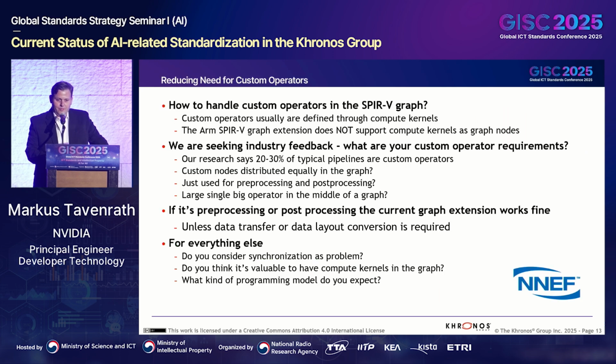This leaves the question, how would we want to handle custom operators in the SPIR-V graph now that we can run the graph in the best possible way within Vulkan? And we are currently seeking industry feedback on what the custom operator requirements are. Our research says 20 to 30% of the typical pipeline operators are custom operators. But we don't have information on how those custom nodes are distributed in the graph.